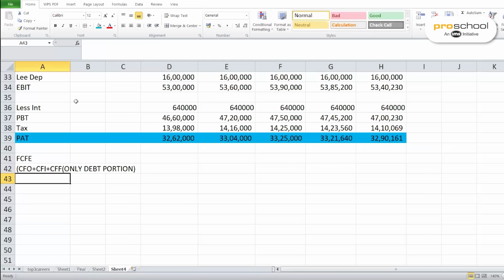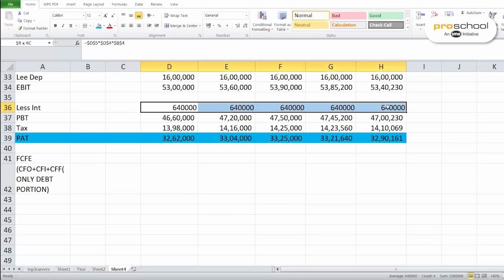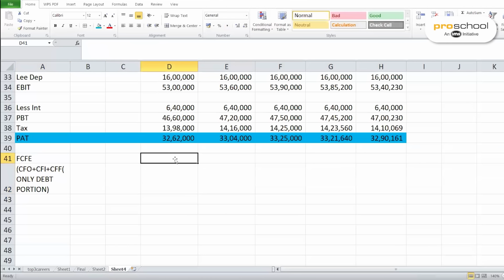So this is very interesting, right? When you calculate the FCFE, you do not take the equity part into it. Why? Because we are evaluating the model for ourselves only, so how can our own investment be included in that, right? So we'll keep the equity part out of it. So let us calculate this.